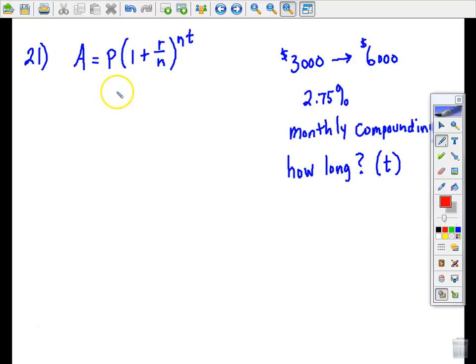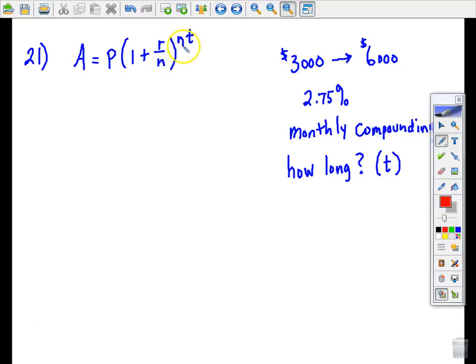21. Believe it or not, this is another log problem, and in just a minute hopefully you'll understand why. We're told that we have interest being compounded monthly, so we're using our compound interest formula, not continuous compounding. Remember, that's the PERT formula. The question basically says if we took $3,000 and it doubled, so in other words it became $6,000 at a given interest rate, compounding monthly, how long did it take?